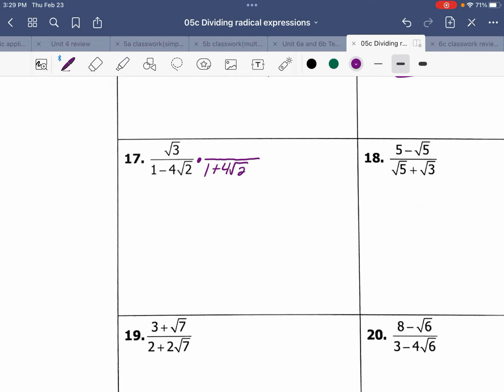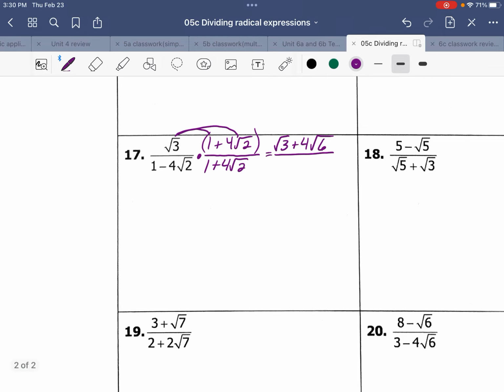I'm going to multiply by the conjugate. So 1 plus 4 square root of 2. 1 plus 4 square root of 2. And we're going to distribute the numerator, so that becomes 1 square root of 3, or just square root of 3. Square root of 3 times 4 square root of 2 is 4, 3 times 2 is 6. So multiply underneath the radicals.